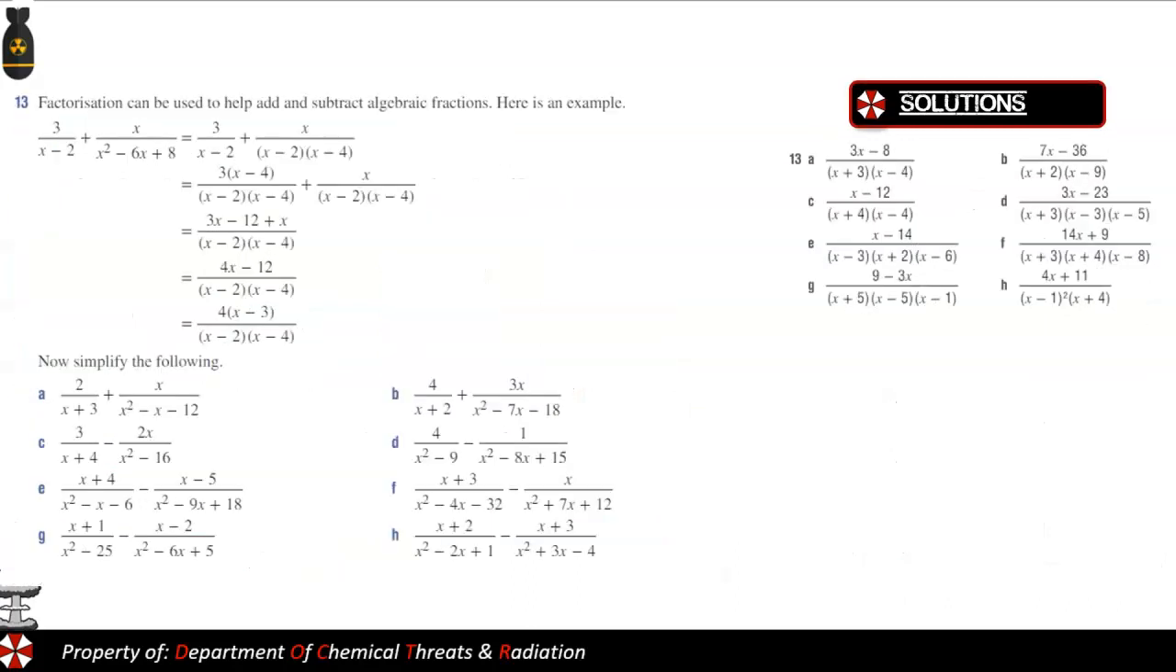In the next section, they're talking about an example of factorization to help create, add and subtract algebraic functions. It's a bit of a complex process. Take a bit of time to have a look at this and try and work out what they are actually doing here. Then mimic that process. So I want you to try and simplify the following expressions using this process.